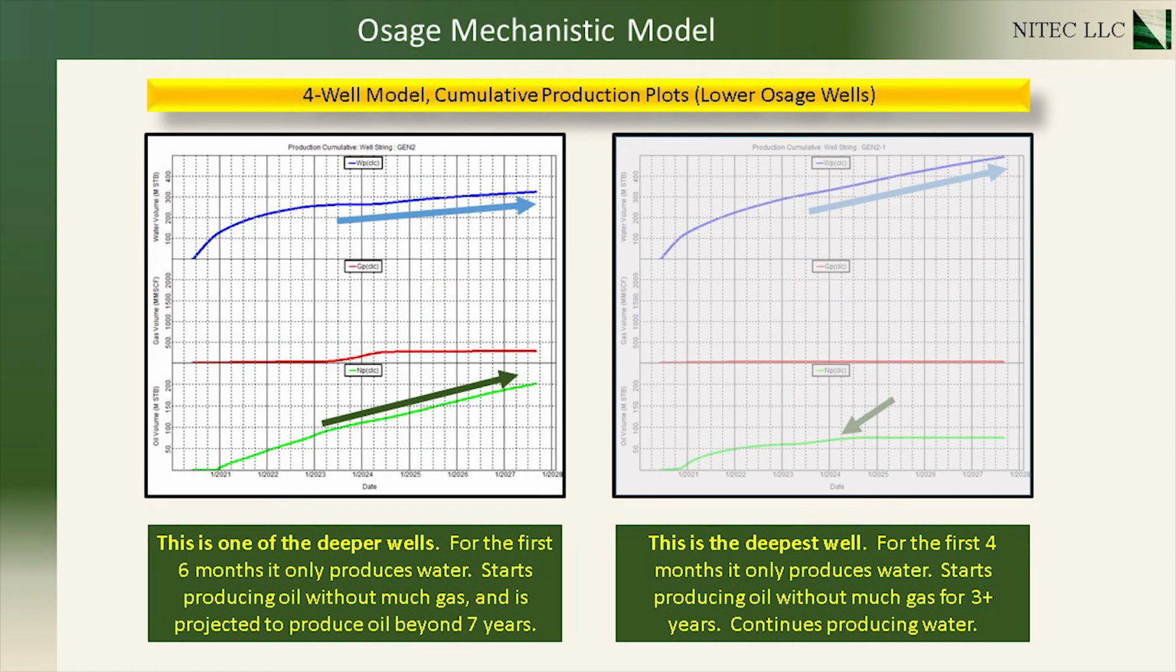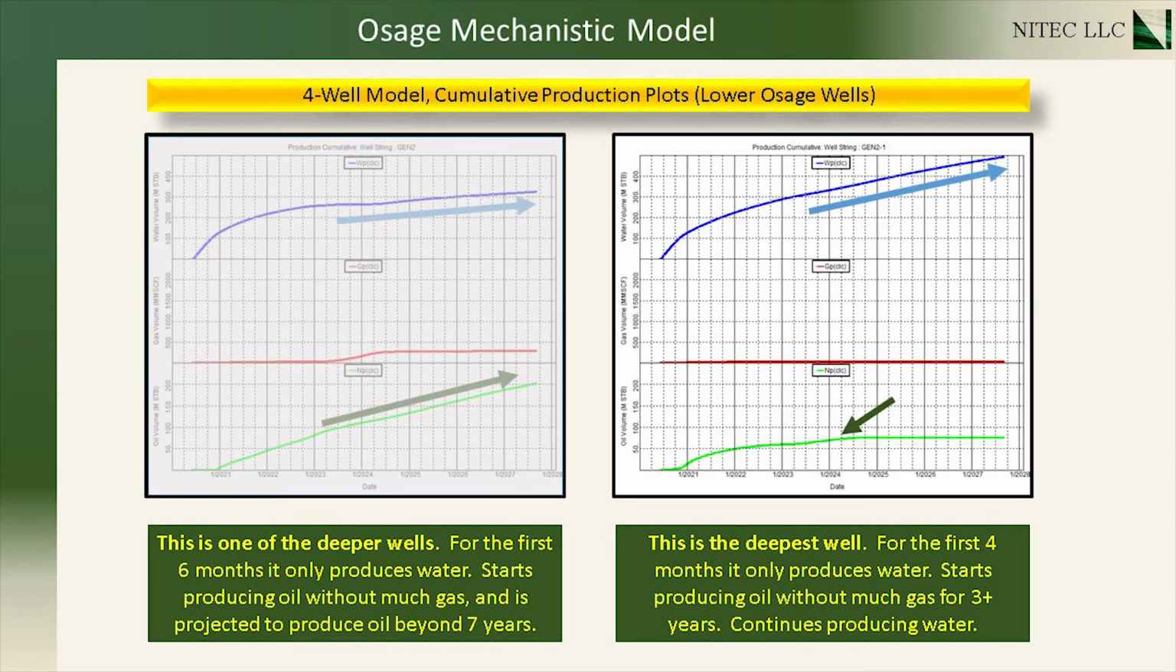In contrast, here on the left we see the cumulative volumes of water, gas, and oil for one of the deeper wells in the lower Osage. For the first 6 months, the well produces only water and subsequently starts producing oil without much gas.